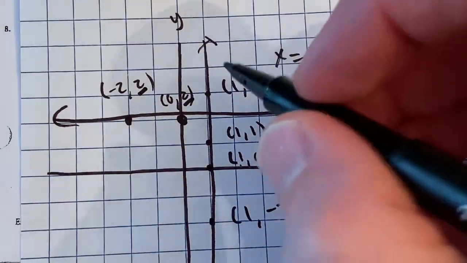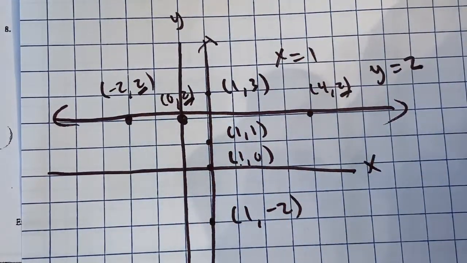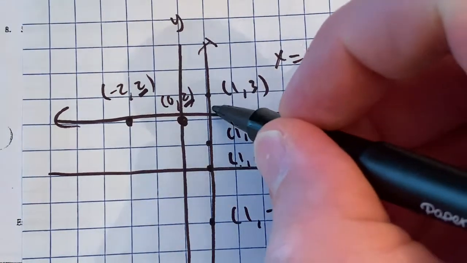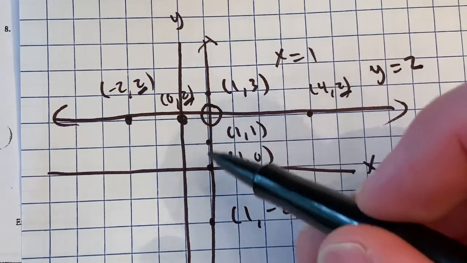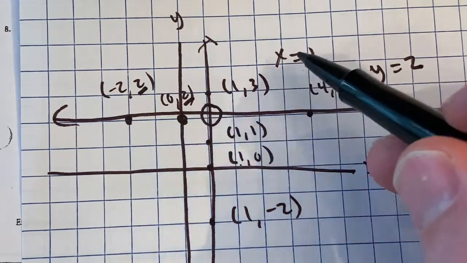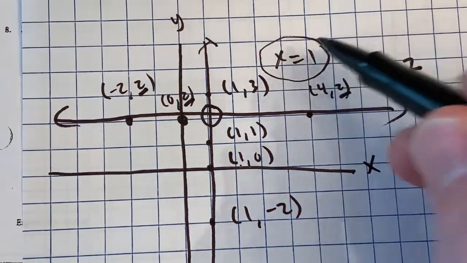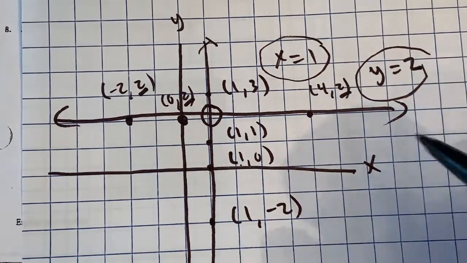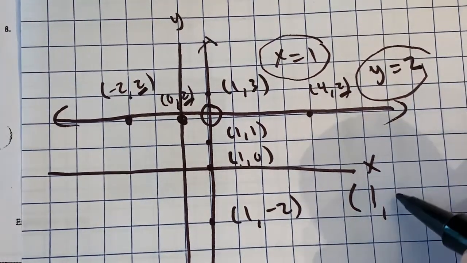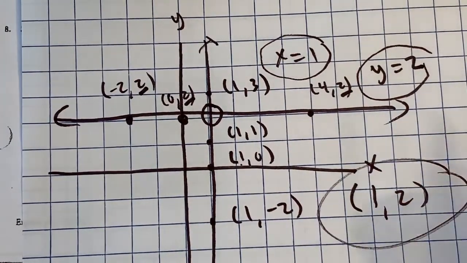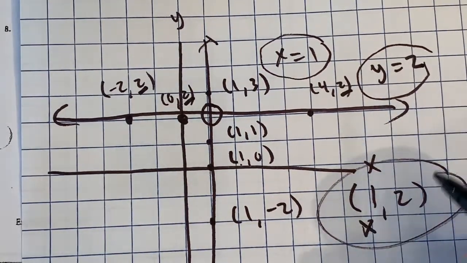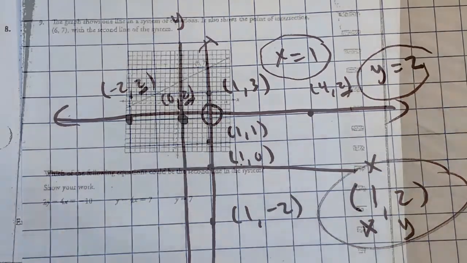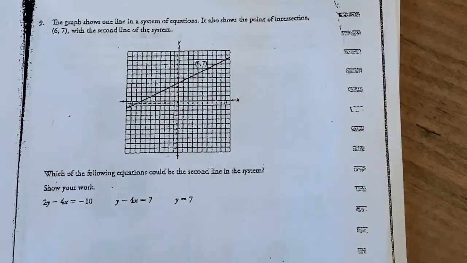Well, where do these two lines cross? Right here. And what's the coordinate of this point? Well, your x value is 1, your y value is 2. So your answer is simply (1, 2). That's where they're going to meet. And look, there's your x value here. There's your y value here. Easy peasy.